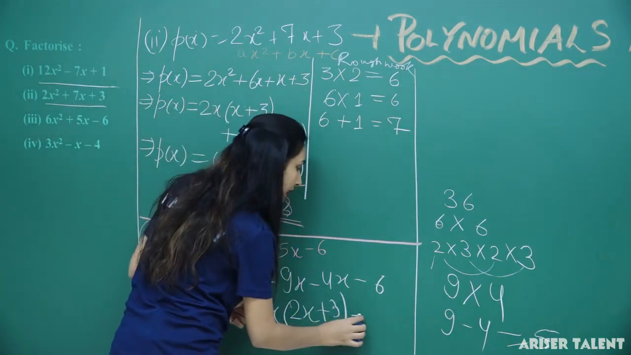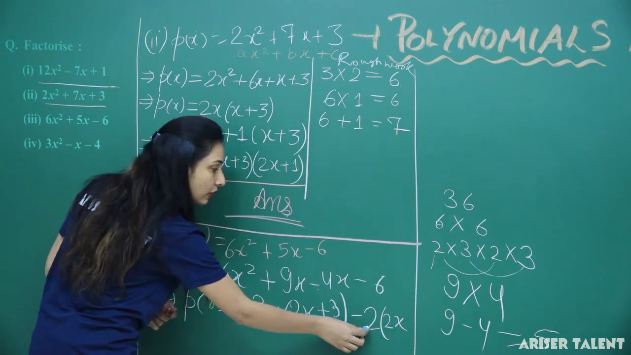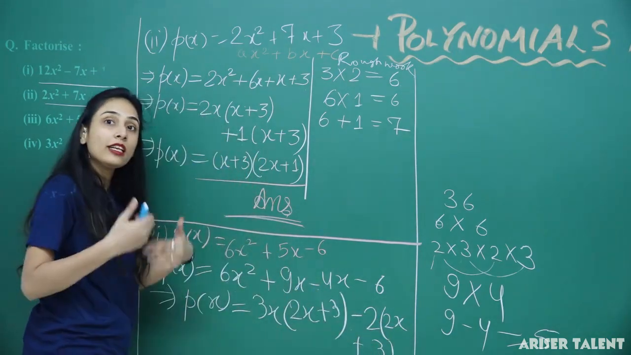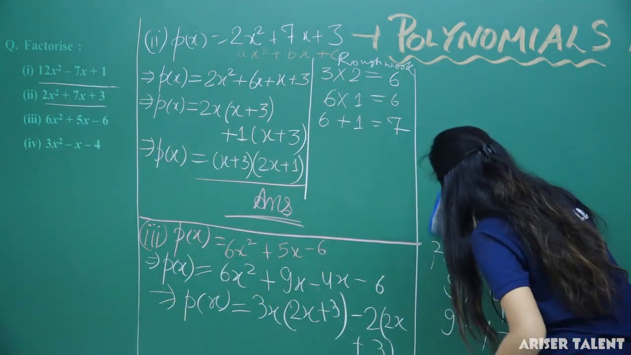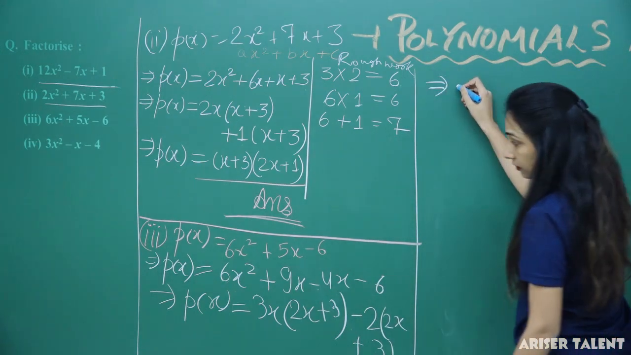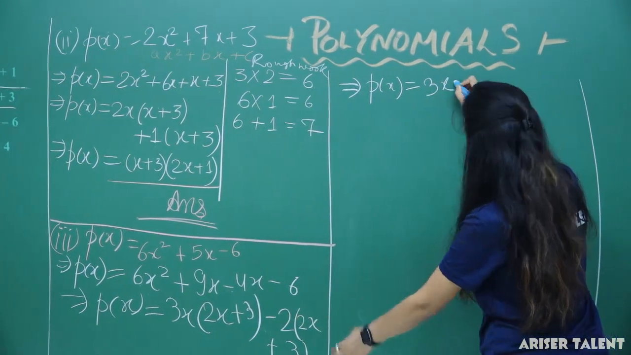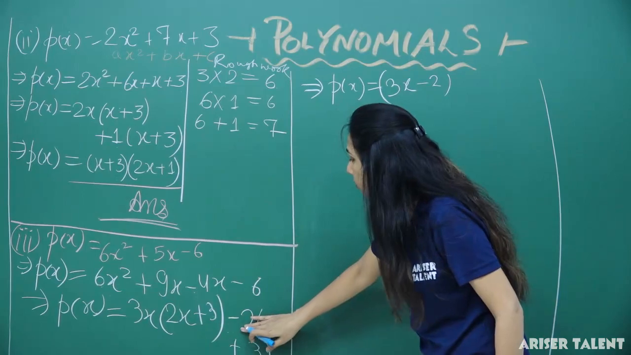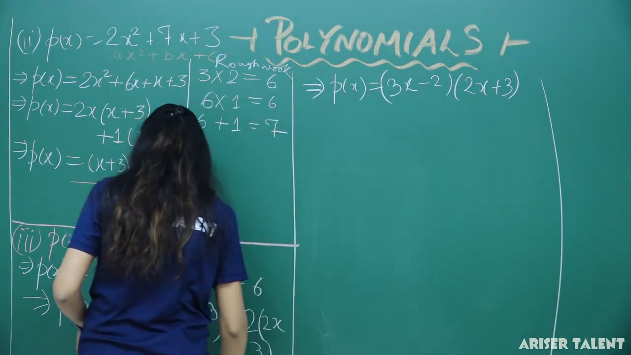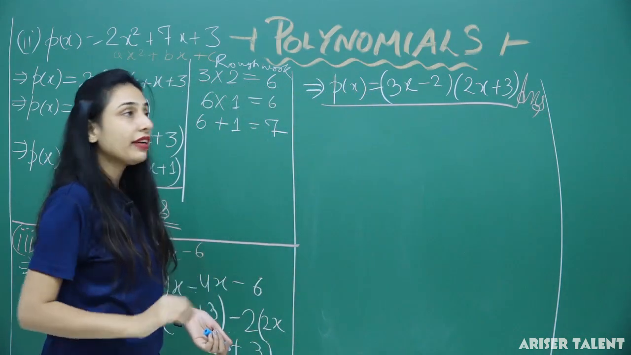Okay. Now, what you can take common here, you will take 2 common here, then 2x minus 2 you are taking common, 2x plus 3. Now, 2x plus 3 here, 2x plus 3 here, that means you are again having a common term, and you will write it here. Px equals to 3x minus 2 and 2x plus 3. So, now this is your answer. Factorized it, converted into factors, okay.